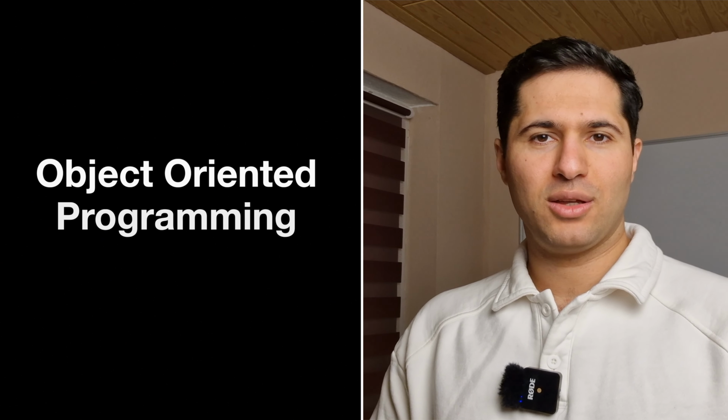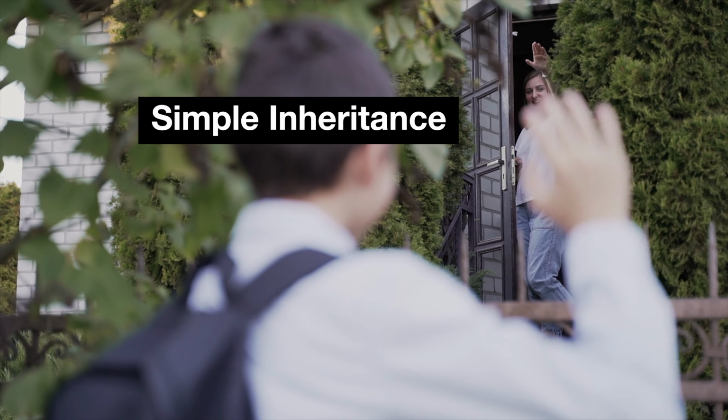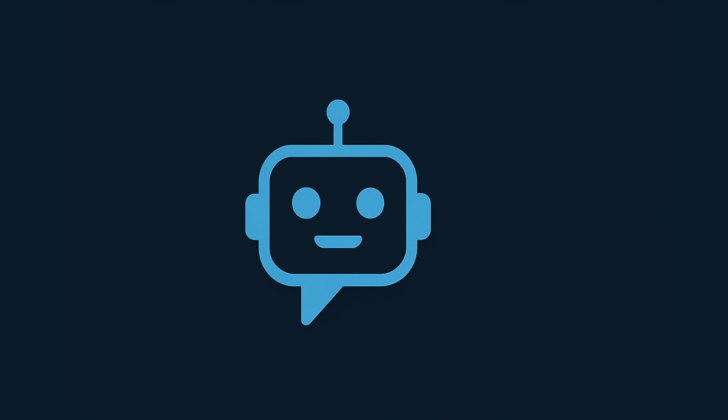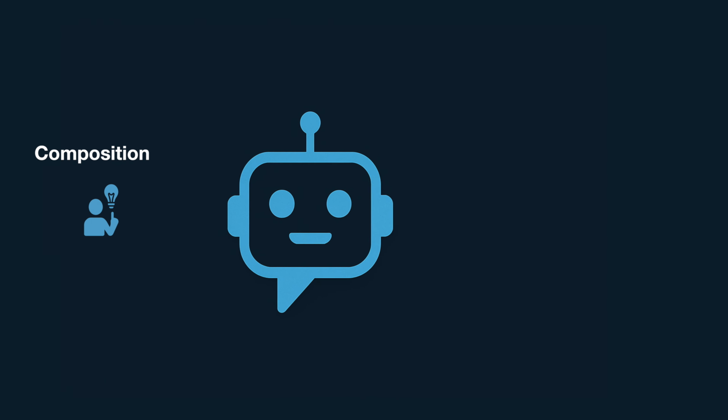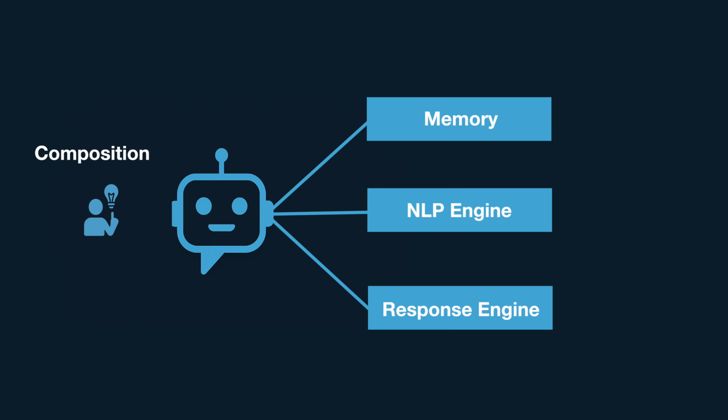Hello guys, welcome back to our final video of the object-oriented programming in Python. In this video, we will go beyond simple inheritance and simple concepts and try to design a modular system using composition. By the end, our chatbot will be broken into different components: memory, natural language processing engine, and response engine, which makes it easier to extend and makes it scalable.